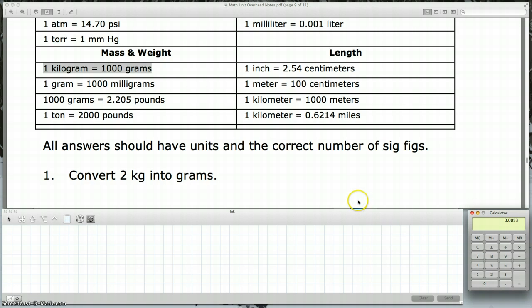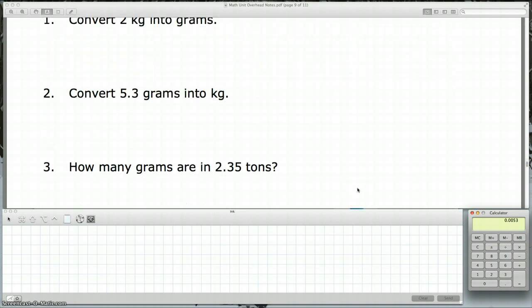Now another example. This one's a little tougher. How many grams are in 2.35 tons? It's a little tougher, but the pattern is going to be the same. So again, the first thing I do is I write my starting number. 2.35 tons times blank line. And I know that since I'm starting with tons, that has to go in the bottom.